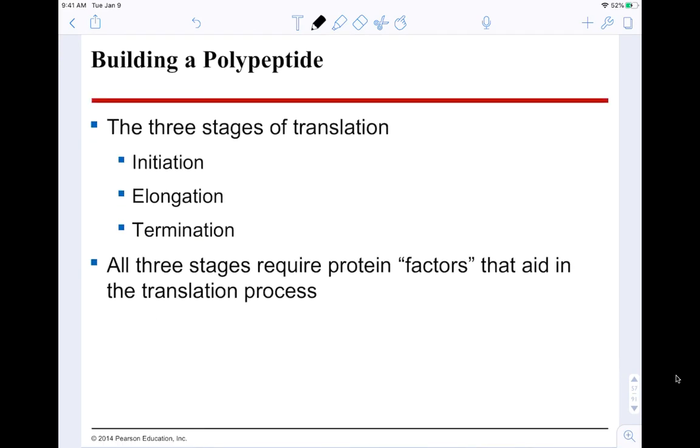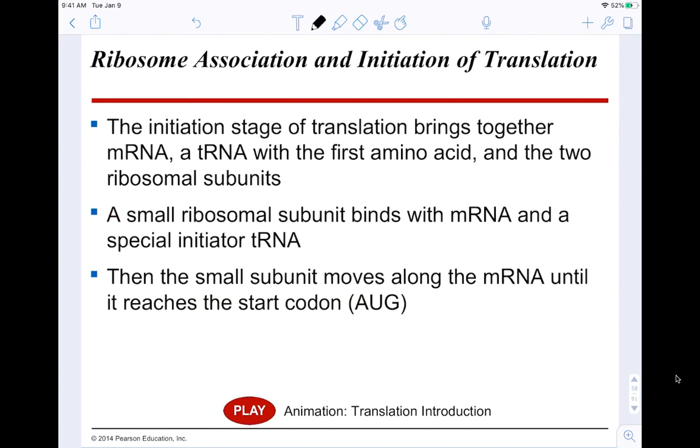Okay, so building a polypeptide. There are three different stages again: initiation, elongation, termination. You have heard these before. All three stages require protein factors that aid in the translation process. It kind of moves you from one step into the next. So let's look at the ribosome association and initiation of translation.